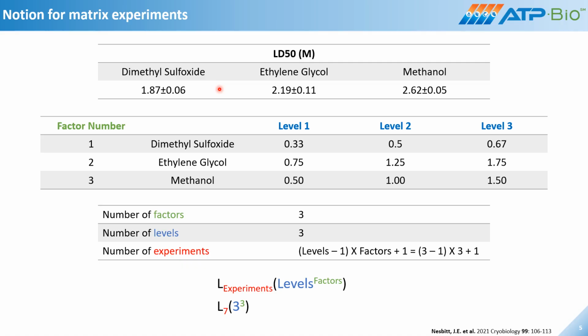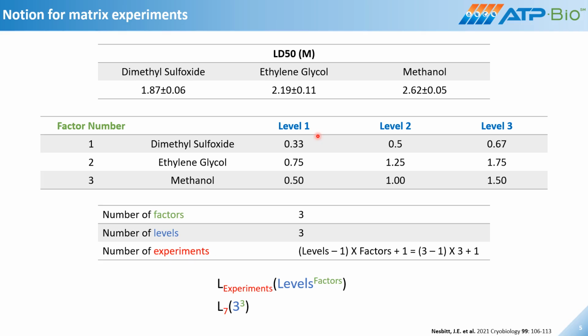The concentrations selected for each CPA are based upon the dose-response toxicity of single-component systems that we've seen before, where the least toxic CPA, that is methanol, is added at a relatively higher concentration, and the most toxic CPA, that is DMSO, is added at a relatively low concentration. Also, the concentrations are selected in such a manner that the combined concentration is near the LD50 value of methanol on the higher side, and the LD50 value of DMSO on the lower side.